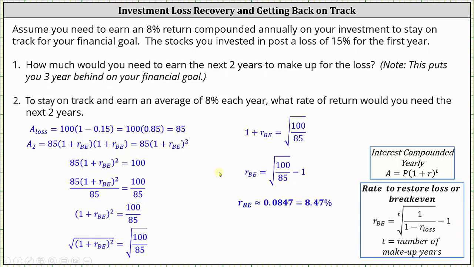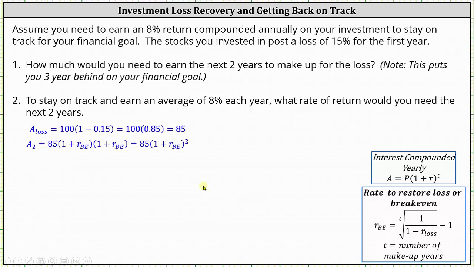And let's go ahead and check this. To check this, we enter 0.0847 for R sub BE in the equation shown here.